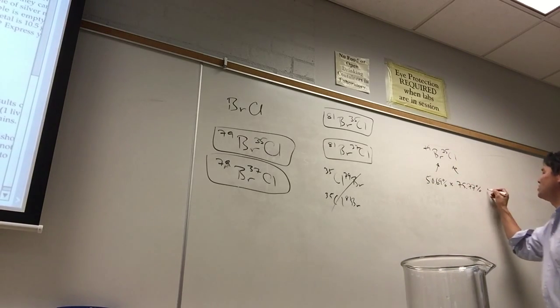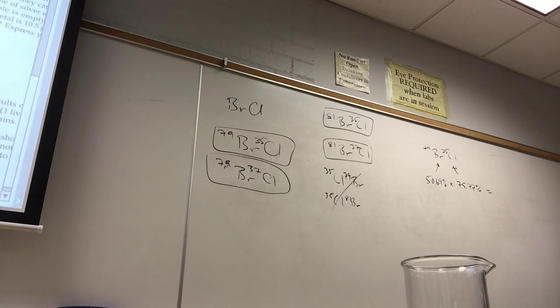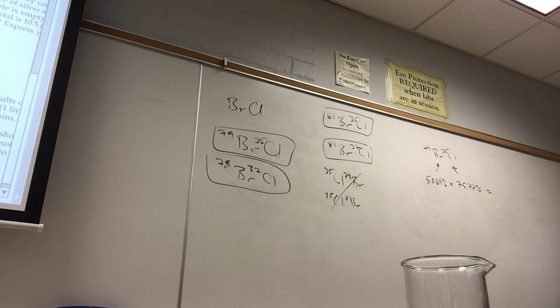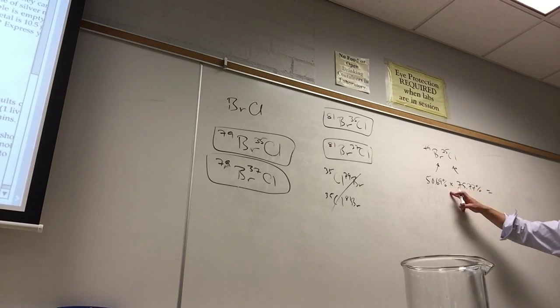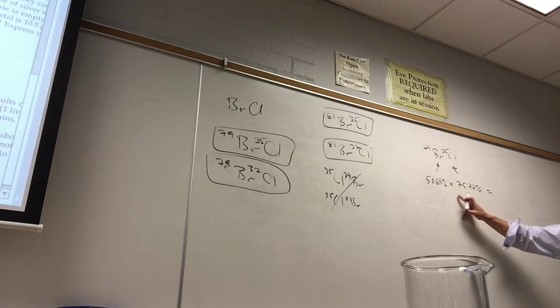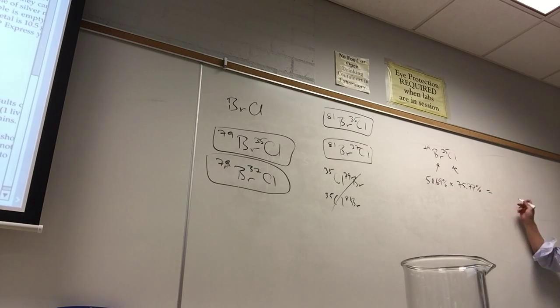If I multiply these together, what are my units? I don't know the equation for doing this. But we're going to figure out what the equation is by using dimensional analysis. And so the first thing I'm going to do is try to multiply these together. If I take 50.69% times 75.77%, what are my units here?